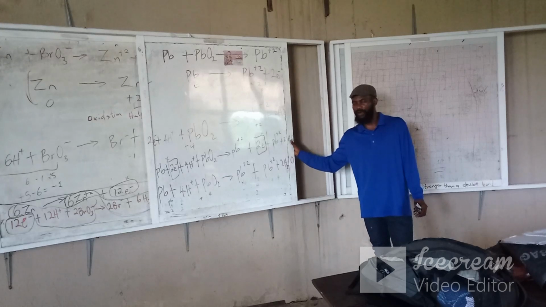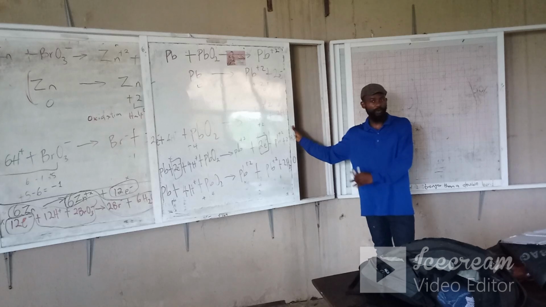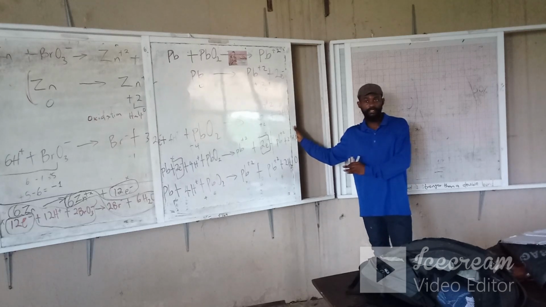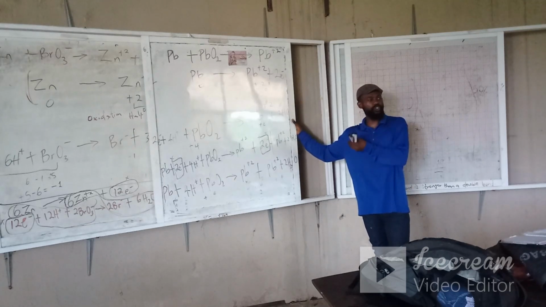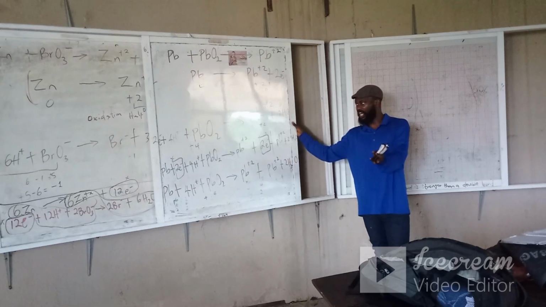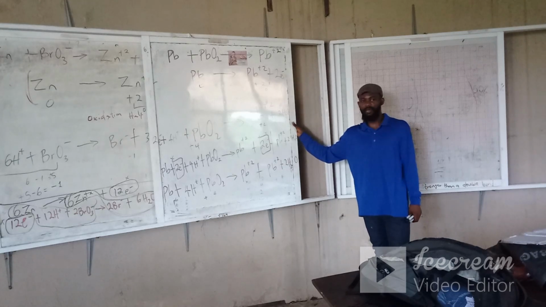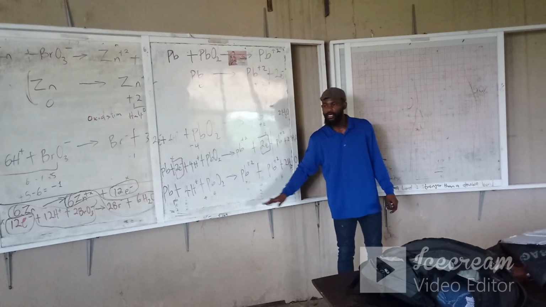Now, there is a case where they'll ask you to balance this in basic medium. You know that what we are doing here is just acidic medium, right? If you go through your textbook, you will see that there is so much story when it has to do with balancing in basic medium. They will tell you, put OH minus on the left side, put H2O on the right hand side. Now, what did I teach you? I'm telling you that for you to balance in basic medium, first of all, balance in acidic medium. The minute you finish your acidic medium, you get to this point where it is equal. Can you hear me?